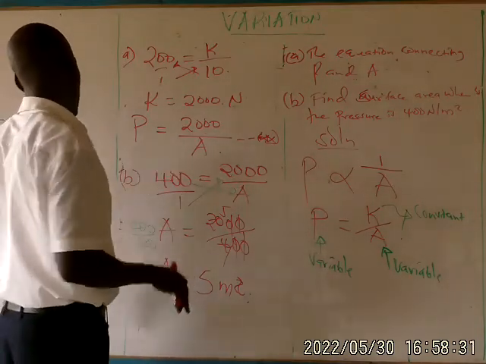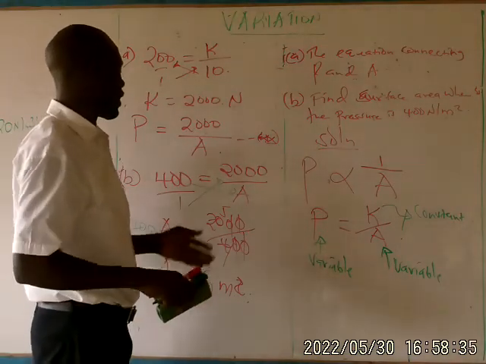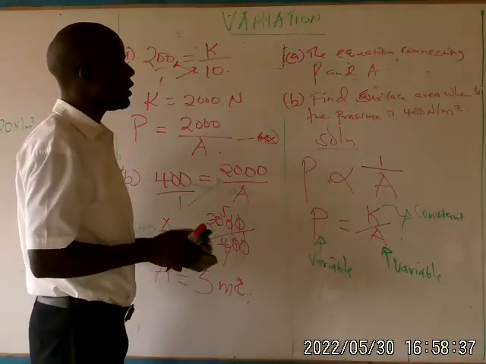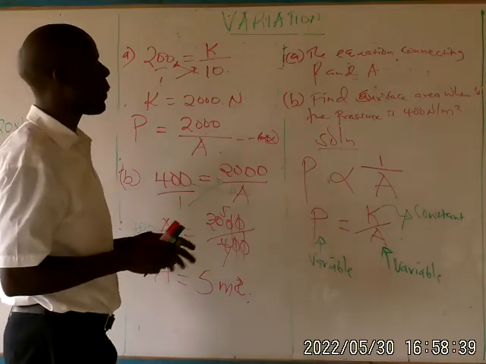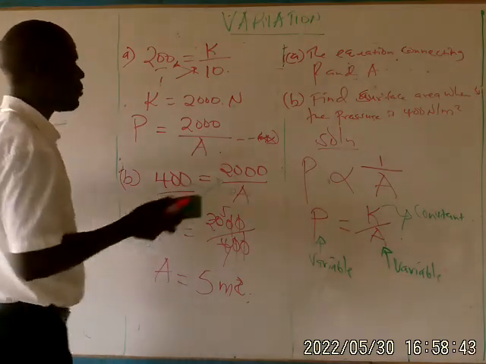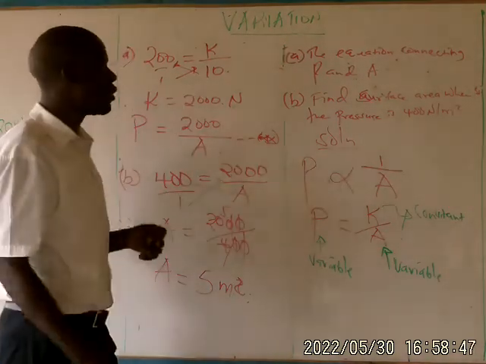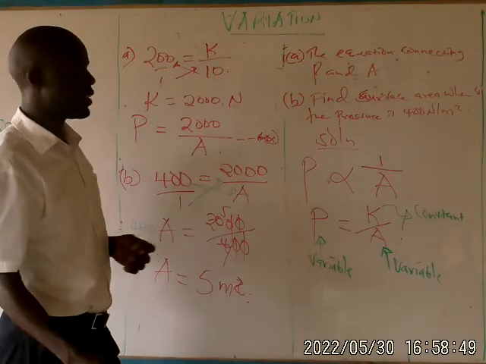So from there, when I have the equation, I am able to solve and get the equation connecting the two letters, pressure and area. That's what we call inverse variation. That's a simple way of doing it. We can move on. The third one we have said is joint variation.